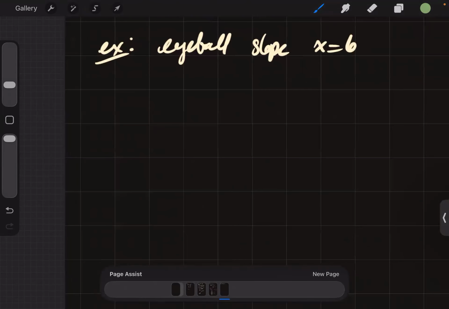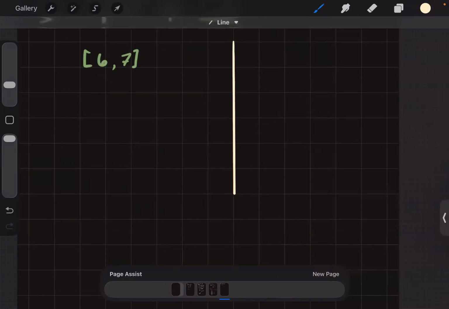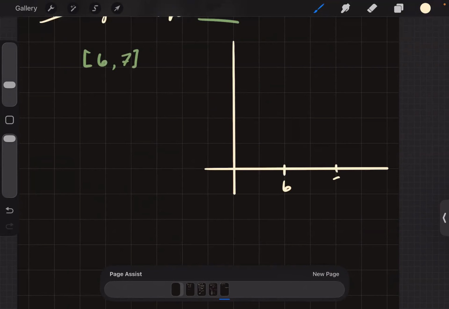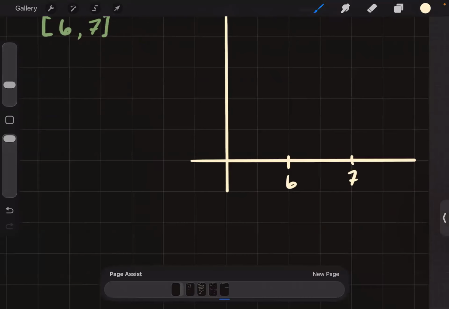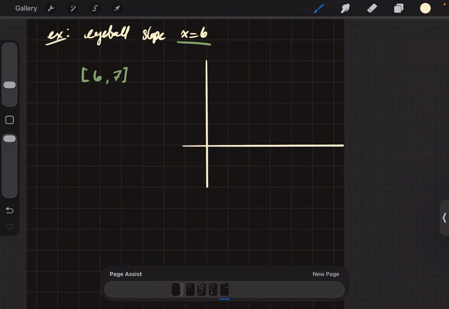Okay, so we want the slope at x equals 6. So I'm going to choose my interval, okay? I'm going to choose 6 as my lower number and then 7 as my higher number. So big picture, I should be doing something like, let's say 6 lives here, 7 lives here. Actually, that's probably not a great graph. All right, we'll just do this over.